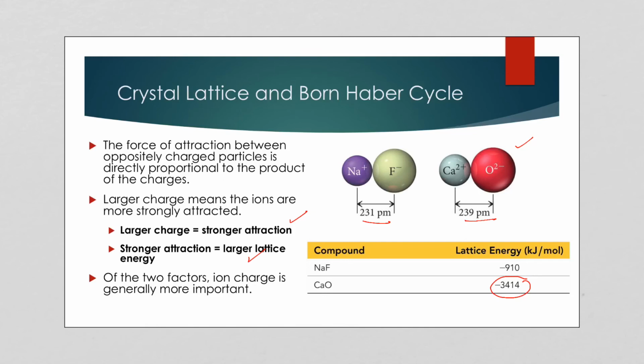Now, what this tells me is, if we look at this chart versus the other chart, where the difference was less than 100 kilojoules as we progressively got longer, there's a huge difference here. And so of these two factors, magnitude of charge and distance of separation, the magnitude of charge is generally the more important one. It's going to make the bigger impact. And so again, larger charge equals stronger attraction, which equals bigger lattice energy.